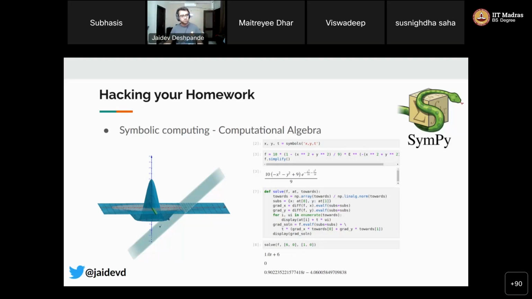It can only produce numbers. It can produce scalars or vectors, but it can't produce symbolic output. So you see that f here is kept symbolic. You just declare that x, y, and t are symbols. You can simplify expressions based on that, and you can do a lot of arithmetic based on that.